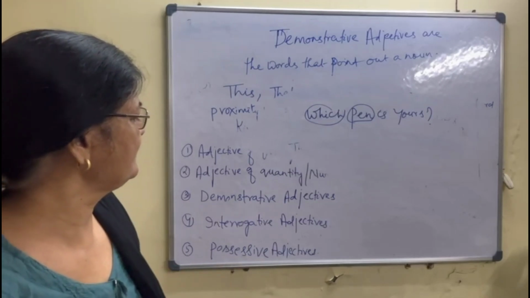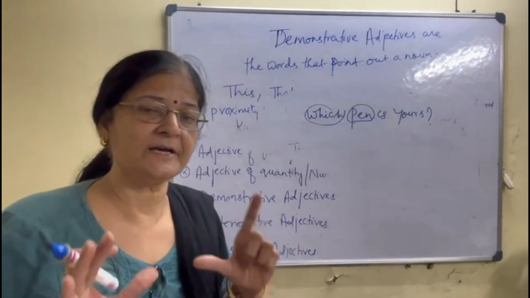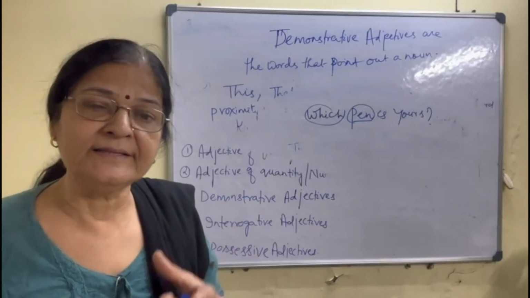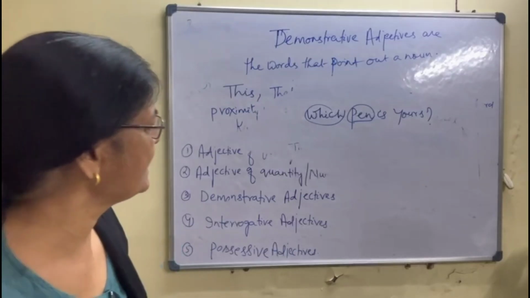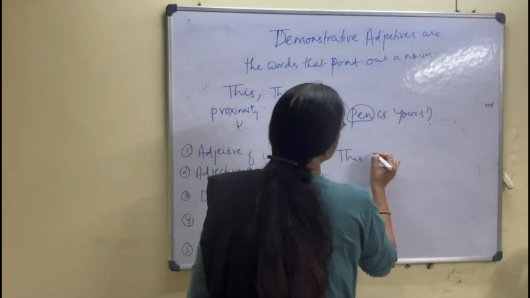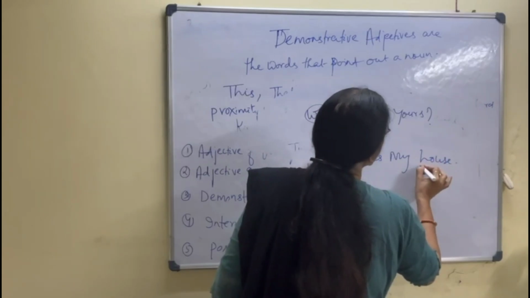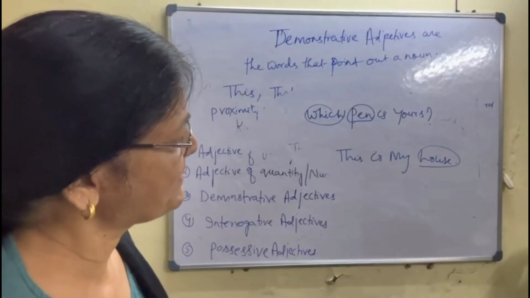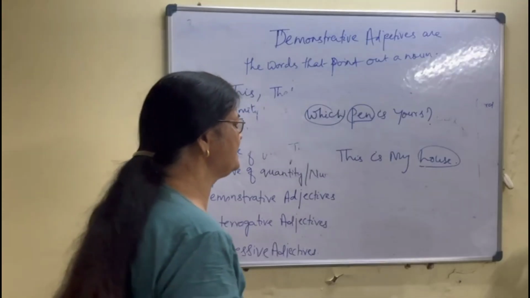The last adjective that we are going to talk about is the possessive adjectives. Possessive adjectives are those adjectives which tell us whose that noun is, to whom that noun belongs. For example, when I say, this is my house, house is a noun. When my is used before house, it shows possession, that this house belongs to me. Hence, it is a possessive adjective.